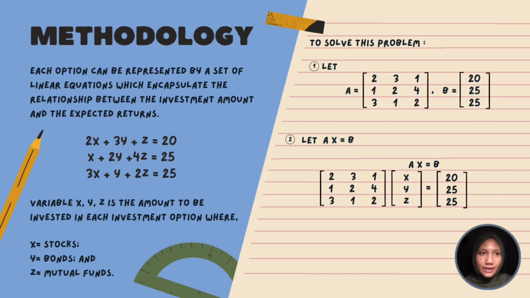Variables x, y, and z are the amounts to be invested in each investment option, where x is for stocks, y for bonds, and z is for mutual funds. First step is to convert the linear equations into matrix A and B. The first column in matrix A represents x, the second column represents y, and the third column represents z, while matrix B is the expected return of each linear equation. The second step, we need to let AX equal to B, where A is the coefficient matrix, X is the variable matrix, and B is the constant matrix.